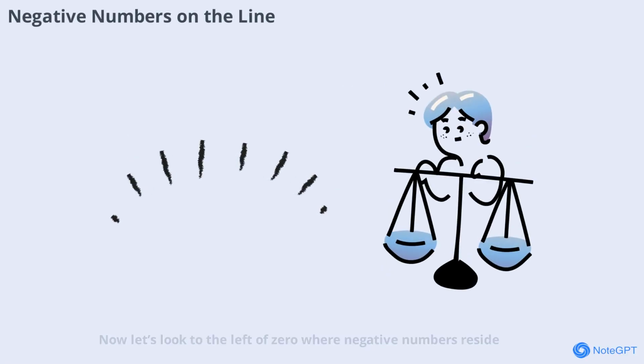Now let's look to the left of 0, where negative numbers reside. These numbers represent values less than 0, such as temperatures below freezing or debts. On the number line, each step to the left decreases the value by 1. This side of the line helps us visualize subtraction and understand concepts like loss or decrease. Negative numbers are just as important as positive ones, and the number line makes their relationships clear.